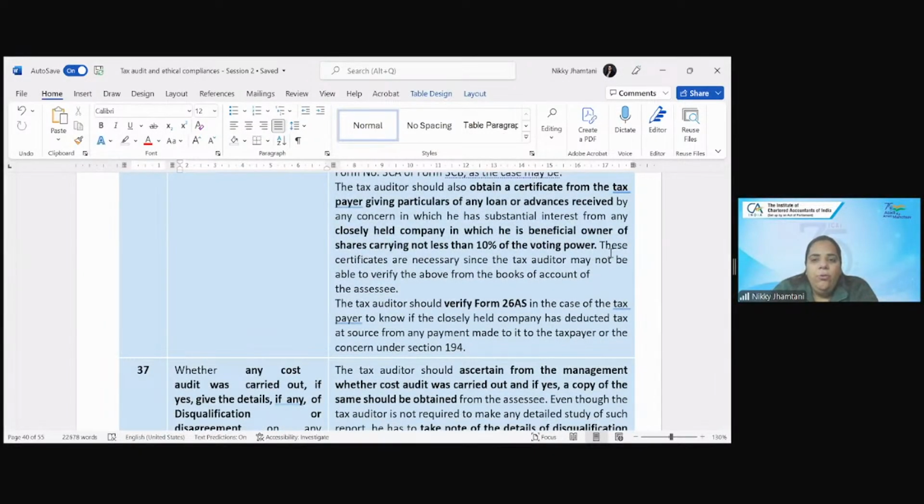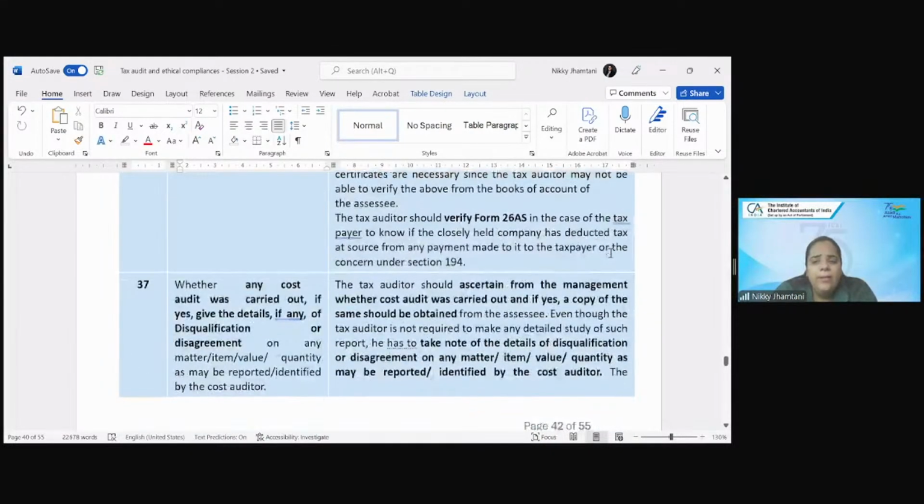The tax auditor should also obtain a certificate from the taxpayer giving particulars of any loan or advances received by any concern in which he has a substantial interest from any closely held company in which he is beneficial owner of shares carrying not less than 10% of the voting power. These certificates are necessary since the tax auditor may not be able to verify the above from the books of accounts of the assessee. The tax auditor should verify Form 26AS in case of the taxpayer to know if the closely held company has deducted tax at source from any payment made to it under 194.